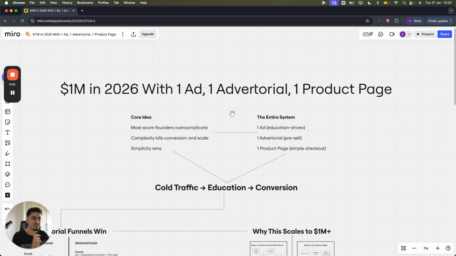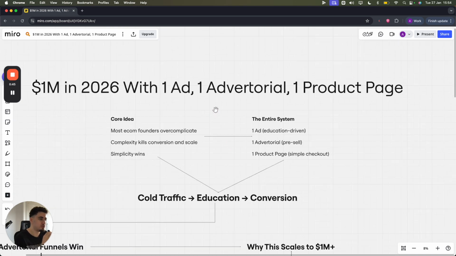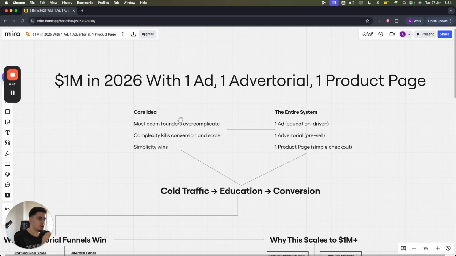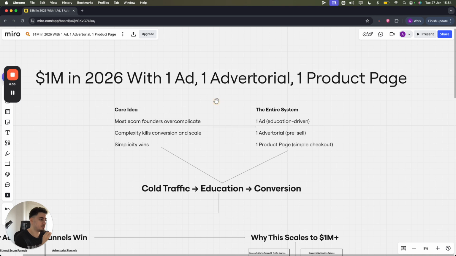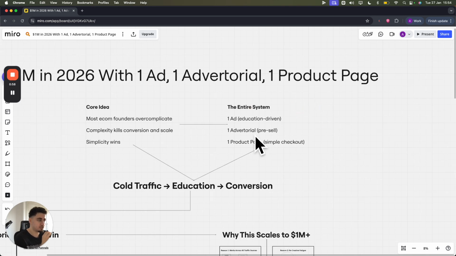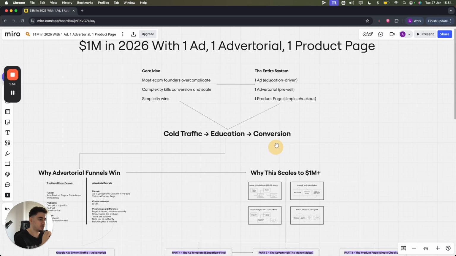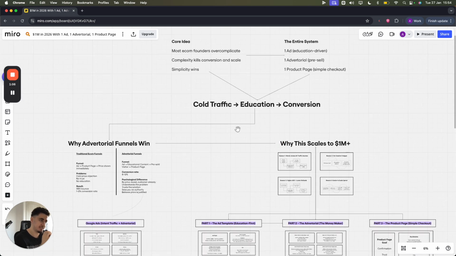Remember, ecom is an ecosystem, right? So let's just get straight into it. The core idea here is we want to start simplifying the process, right? And we want to really kill complexity because a lot of the time it just ruins many things, right? So here's the entire system in a nutshell. I'm going to go over having one ad, one advertorial, and one PDP, right? So cold traffic, education, and then conversion, right?